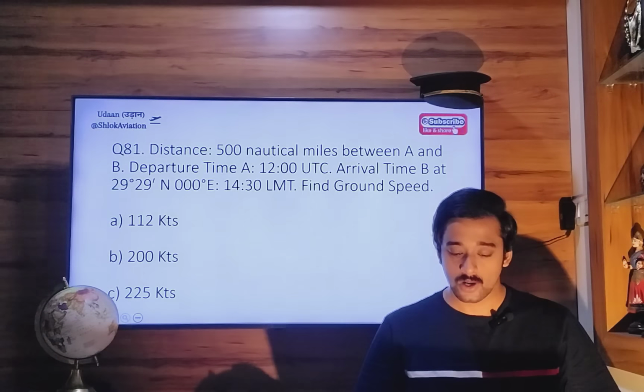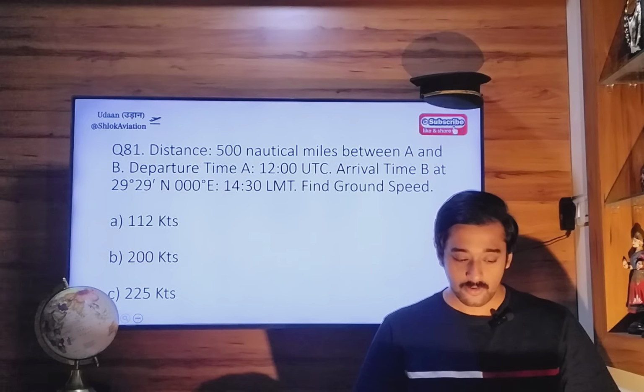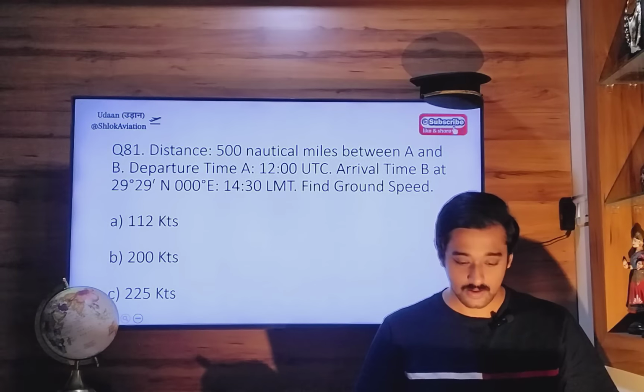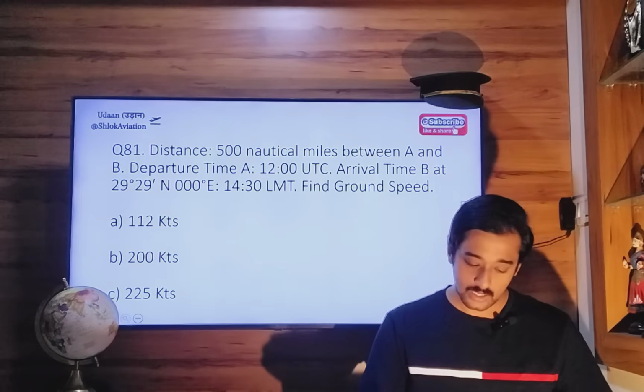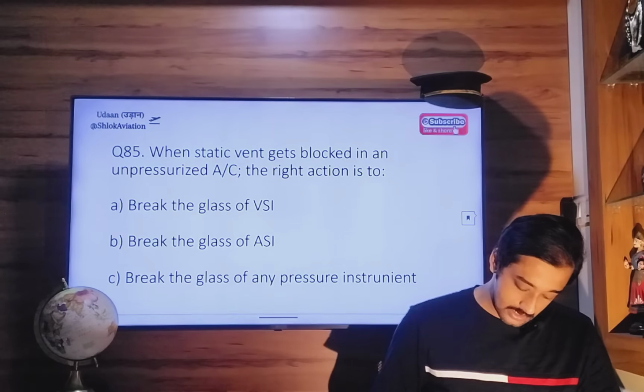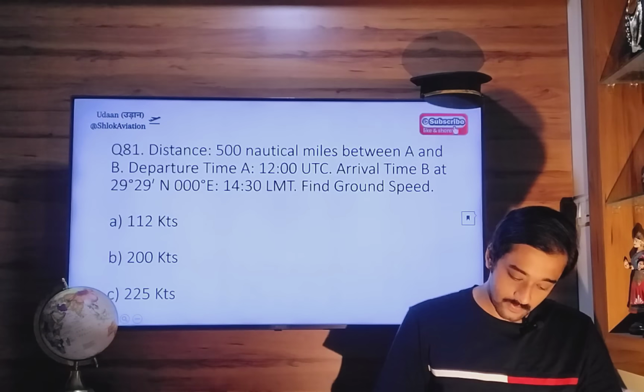Departure time 12 o'clock. Arrival time at 29 degrees 29 minutes north 000 degrees east is 14:30 LMT. Find ground speed. So ground speed, we have to calculate speed. Speed is nothing but distance divided by time.